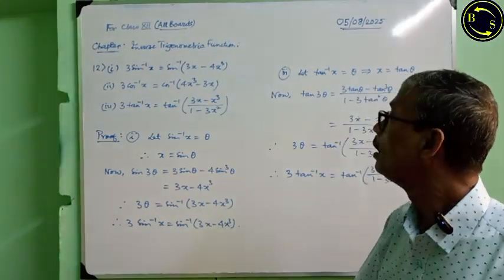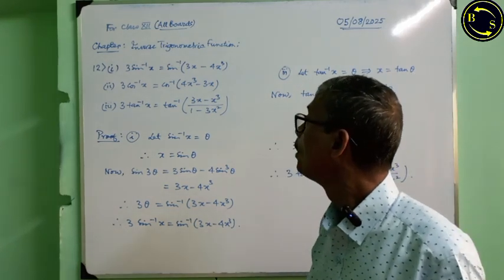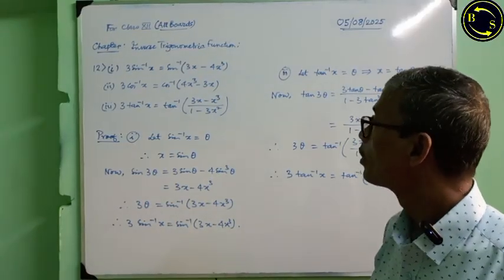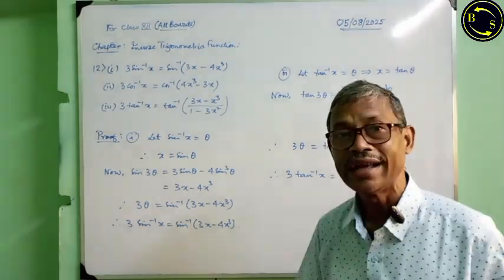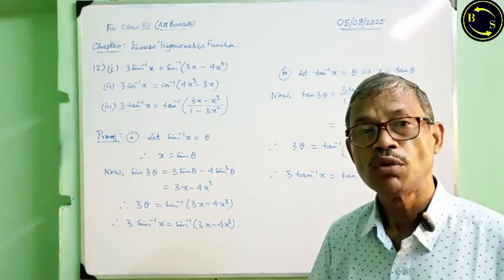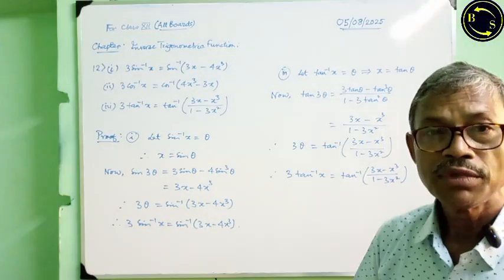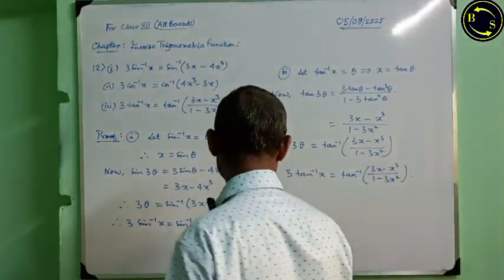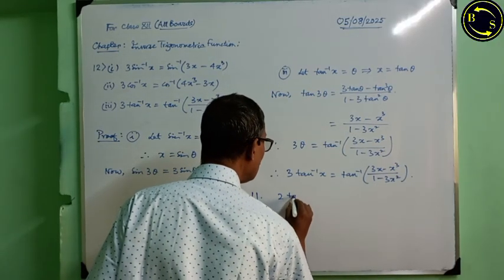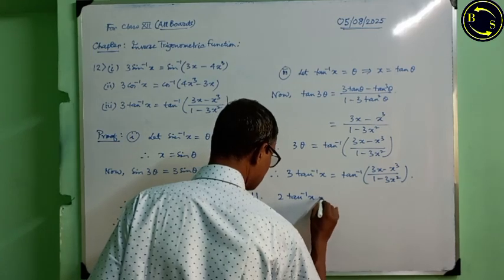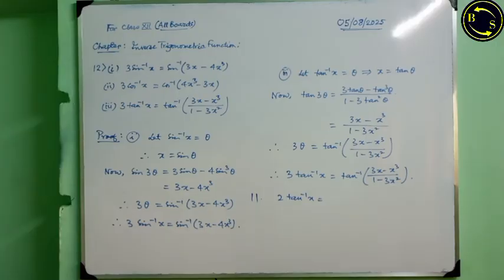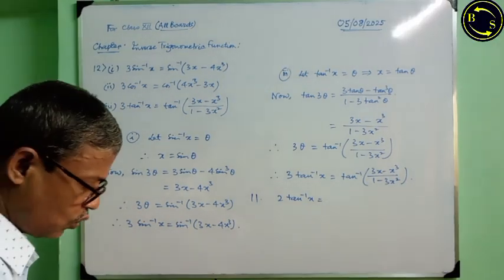Now I shall find one important property for tan inverse x, rather 2 tan inverse x. Already I deduced one, but there are many others. That is why I go back, say 11, to tan inverse x. I shall find different forms of 2 tan inverse x.